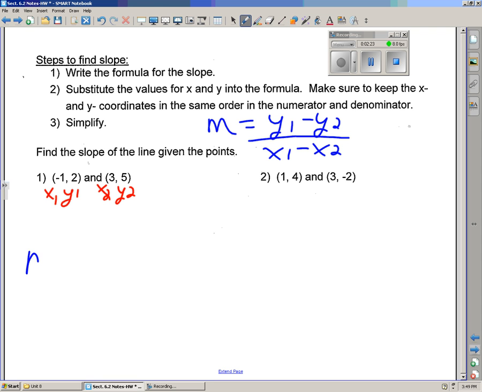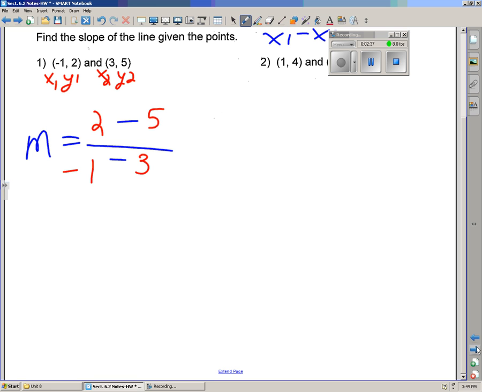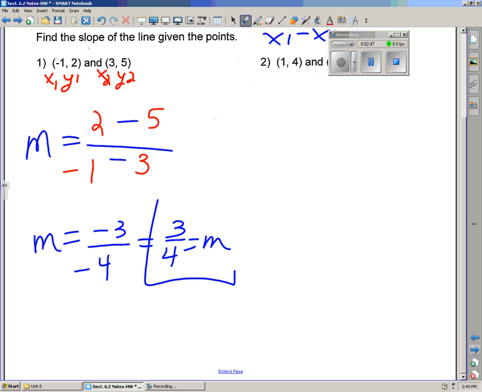So our slope is going to be the change in the y's, 2, 5, the change in the x's, -1 and 3. And then when we do the math here, the slope becomes -3 over -4, but double negatives must turn into positives, and our slope is 3/4. Let's take a look at the next one.